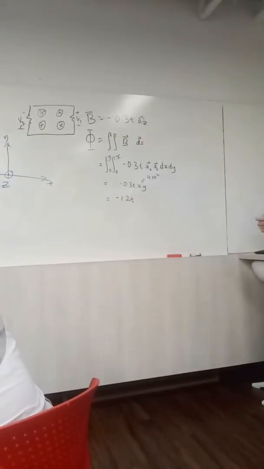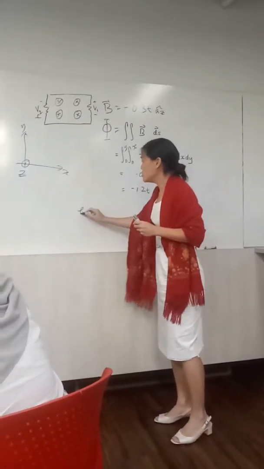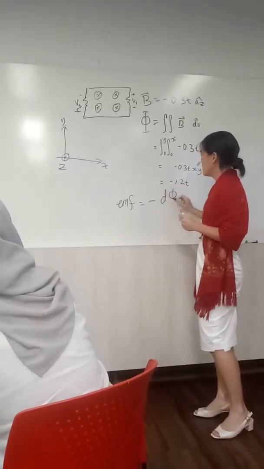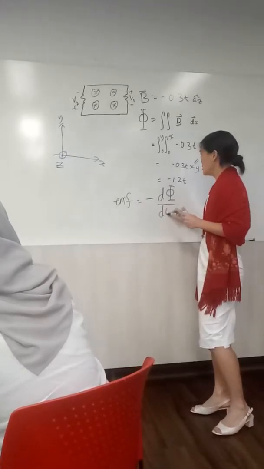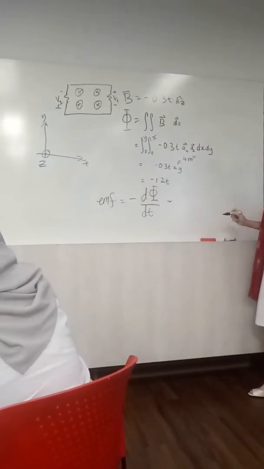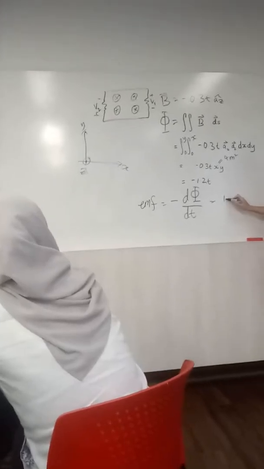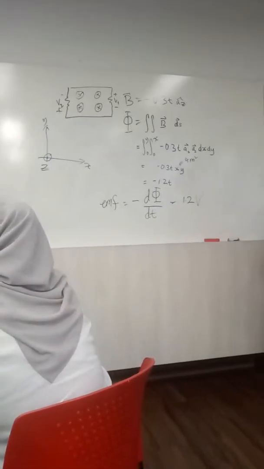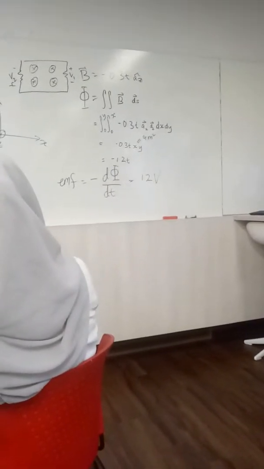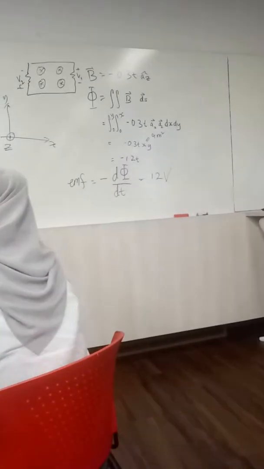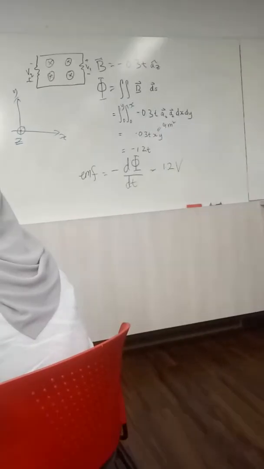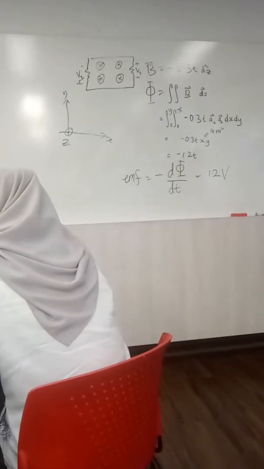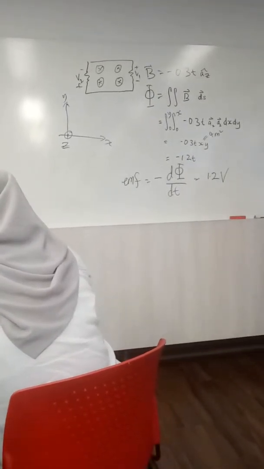And then to find the induced EMF, what do you do? Take the negative of the differential of the magnetic flux with respect to time. This will give you 1.2 volts. So 1.2 volts is the total voltage across this rectangular loop. So if I want to find the voltage V1 and V2, how do I do that? Abbas?